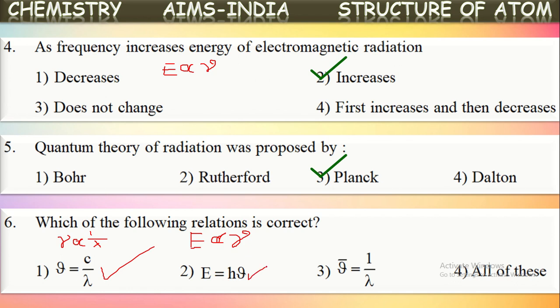Next relation, nu bar, which is called wave number. Wave number is equal to 1 by lambda. It is also correct because wavelength is the reciprocal of wave number, or wave number is the reciprocal of wavelength. Number of wavelengths per unit centimeter is called wave number. So it is the reciprocal of wavelength. This relation is also correct. Now what will be the correct option for this question? All of these three relations are correct.